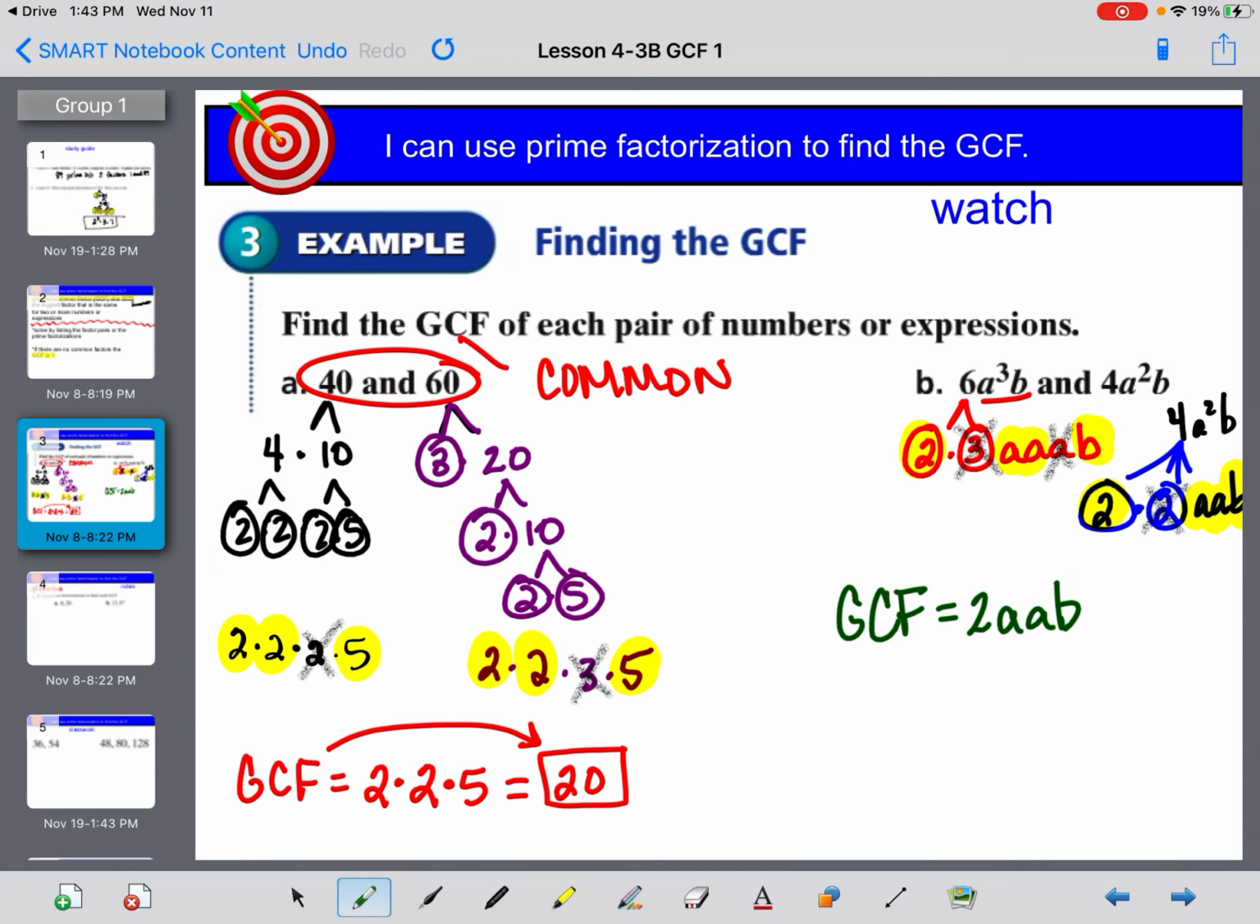When I list the greatest common factor between 6A to the third B and 4A to the second B, I write it as 2A squared B.